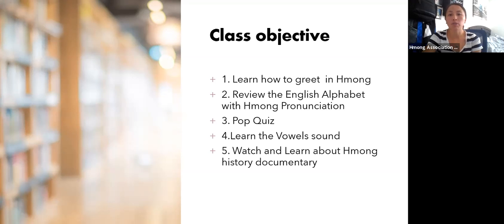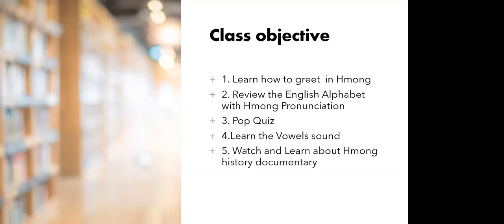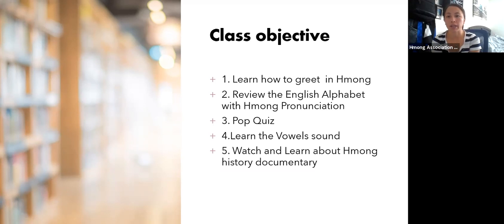And then the second, we're going to review the English alphabet with Hmong pronunciations. We also are going to have a small pop quiz. So make sure you study, like in our last lecture, I asked you guys to study the English alphabet, the sound of the alphabet and which object the letter represents. So I will quiz you on that. You will need a piece of paper along with a pencil. Make sure you write your name and the date on it.